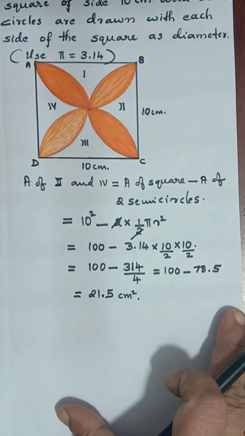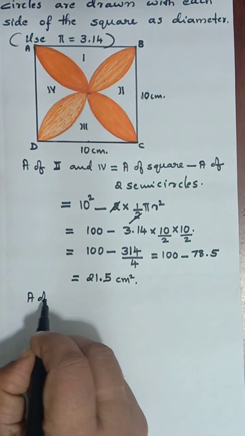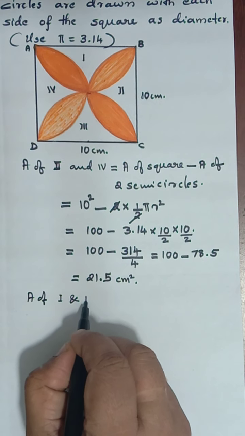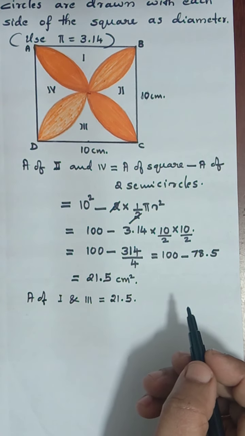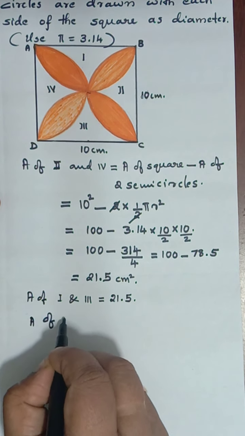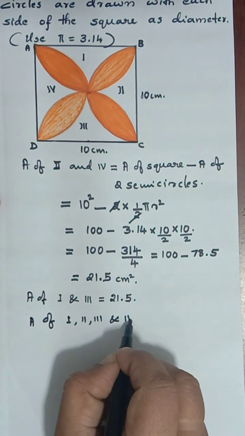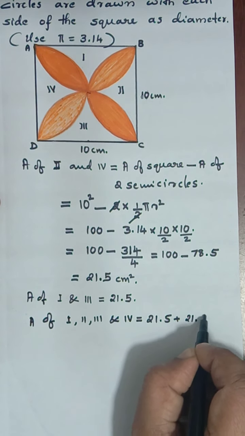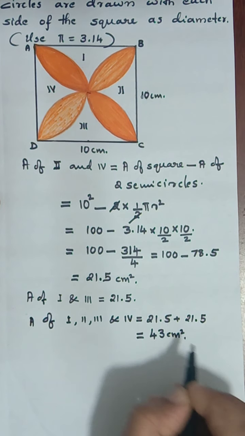Therefore what is the area of the total of this 1, 2, 3, 4? That is the area of 1 and its opposite side is 3. 1 and 3 are also equal to 21.5. Okay. So what is 21.5 plus 21.5? That is the area of 1, 2, 3 and 4. That is 21.5 plus 21.5, equal to 43 cm square.